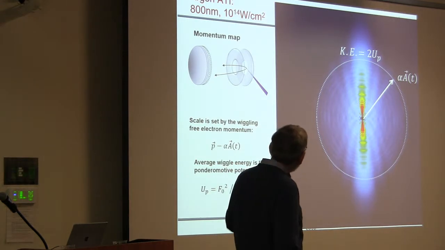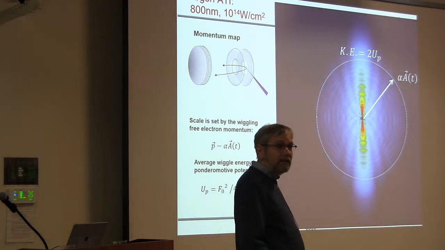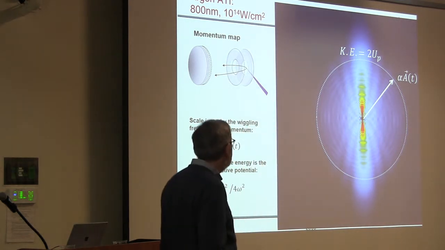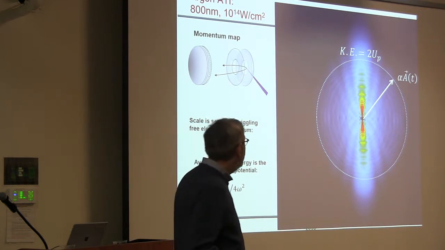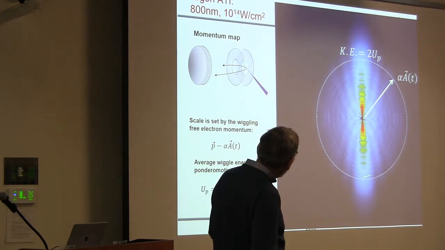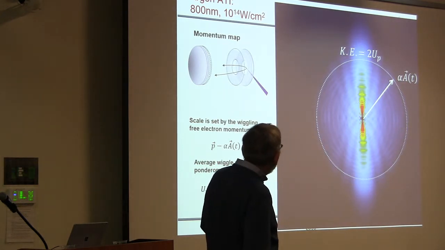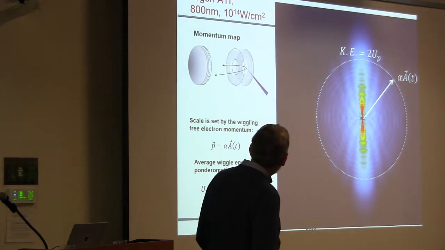So the scale of this is set by the wiggling electron free momentums. That's the wiggle. That's the momentum maximum that corresponds to the ponderomotive energy maximum. And in fact, if I draw a little circle exactly at that point, it really does correspond to where the current drops off very dramatically in my spectrum.